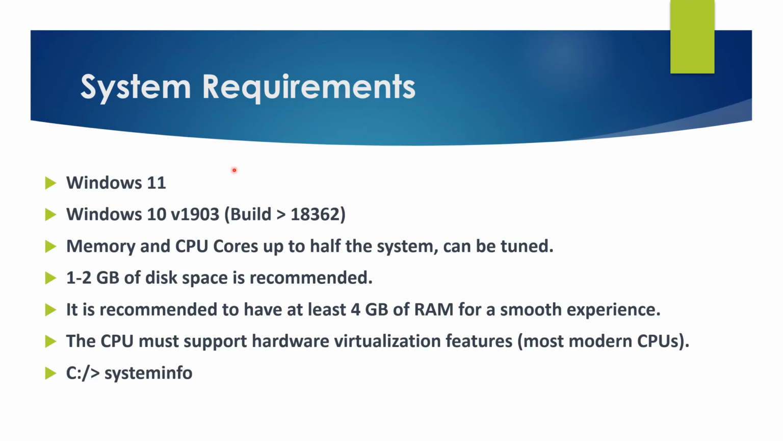It's recommended you have about 1 to 2 gigabytes of disk space. It runs on a virtual hard drive, which we'll see when we install one, that is physically just a file on your system. This drive takes up about a gig or so, depending on how many files you have in there. It's also recommended that you have about 4 gigabytes of RAM for a smooth experience. It's not a hard limit, but because you are running 2 operating systems on the same pool of memory at the same time, the more RAM you have, the better it's going to run. Your CPU must support hardware virtualization features. Most modern CPUs do. It's not much of a problem.